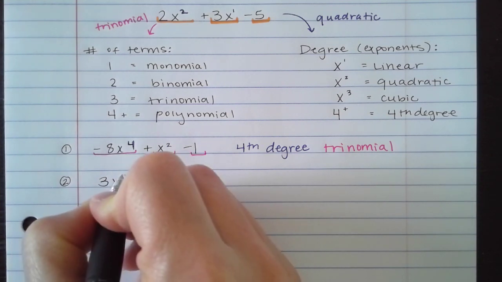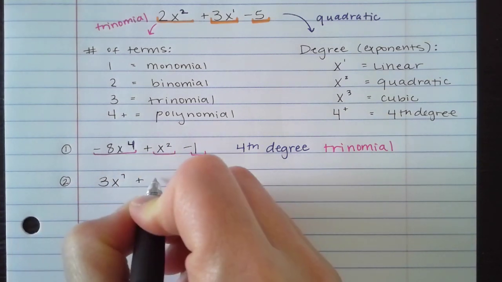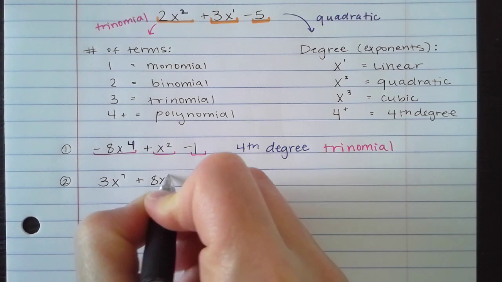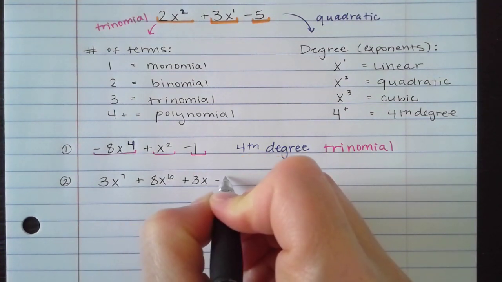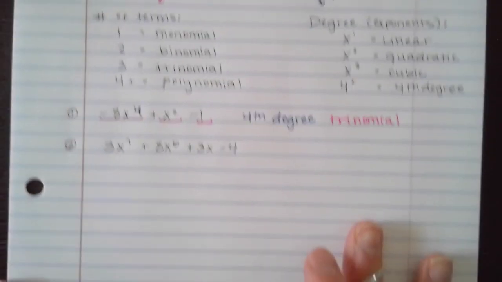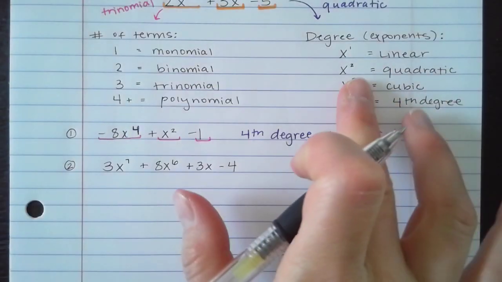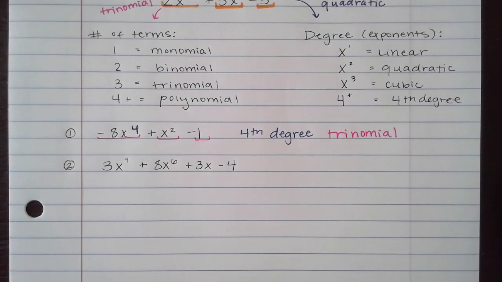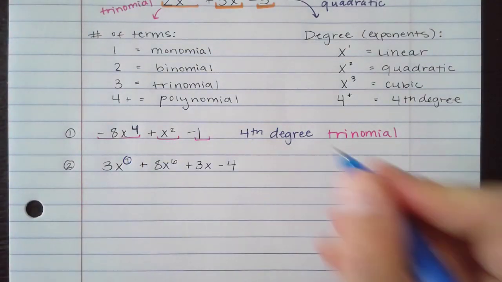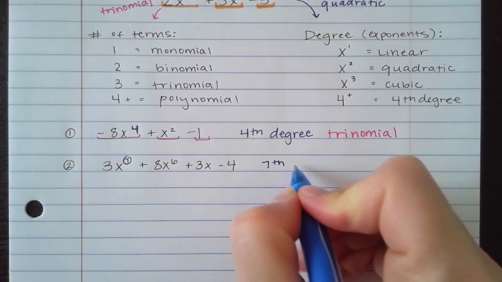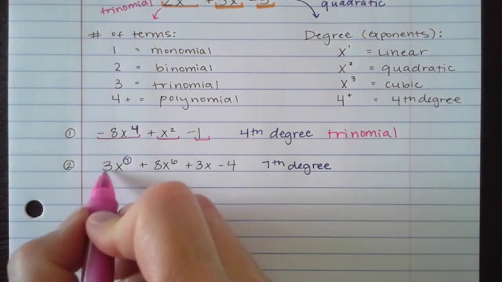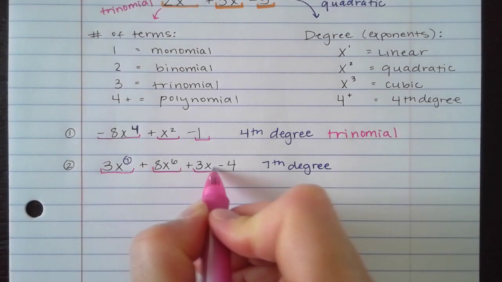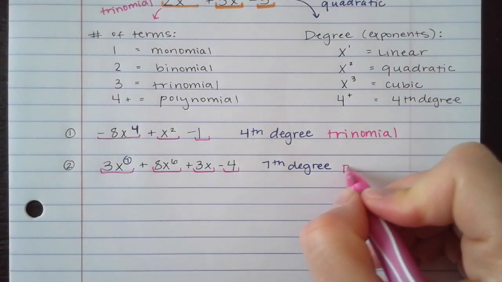3x to the power of 7 plus 8x to the power of 6 plus 3x minus 4. Now let's look. I'm going to leave this up here so that we can use it. Firstly, we need to know what is the biggest degree. The biggest degree is 7, so it's the 7th degree. And then how many? 4. Okay, then we call that a polynomial.